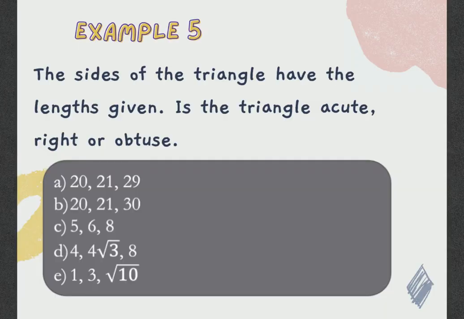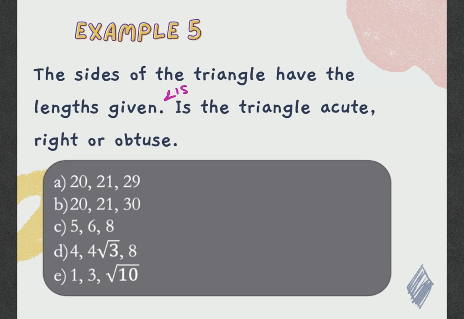All right, so work these, but we won't even finish them, okay? It says the sides of the triangles have the lengths given. Is the triangle acute, right, or obtuse? And some, like a standard test might even ask, is it possible to form the triangle? And if it is, classify it as acute, right, or obtuse.